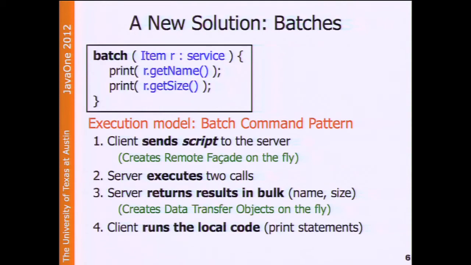And what batch does is it means let's communicate with a remote service, and we give that remote service a name, R, and we give it its interface, item. And the item interface is essentially the virtual interface of the remote server. It says exactly what capabilities that server has, in the sense of a capability model. And we can call get name and get size on R, and then bring the results back and print them both out. And the semantics of the batch is that it always requires exactly 1 round trip and no more.